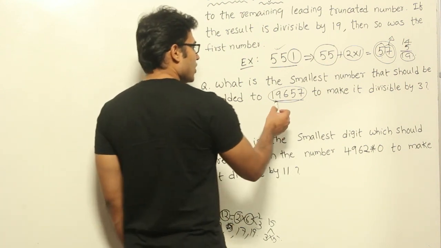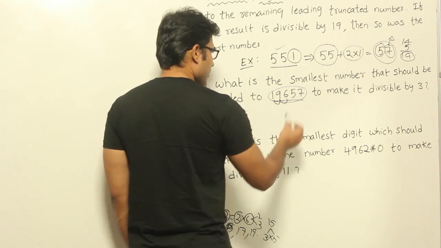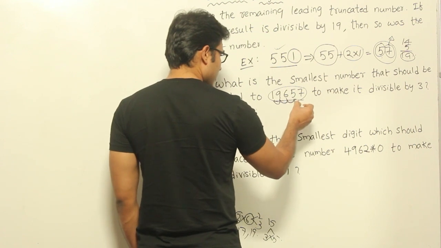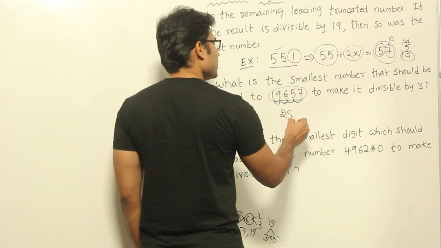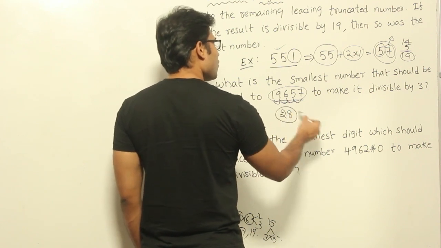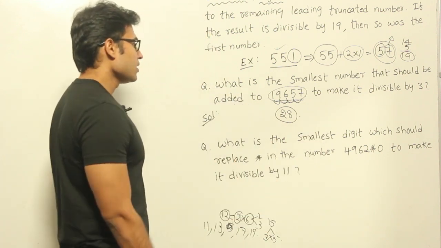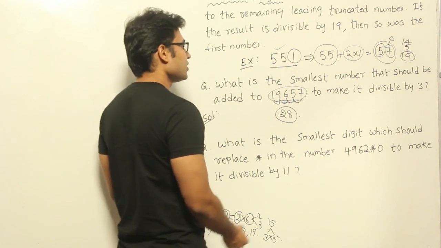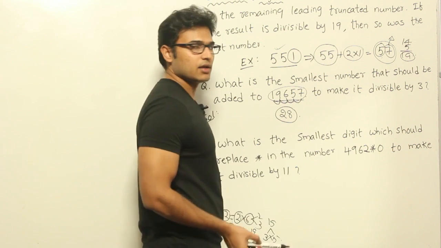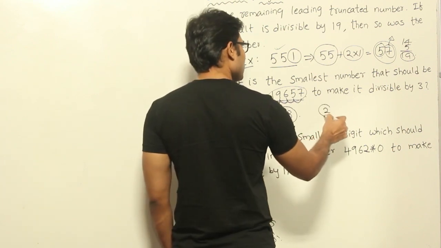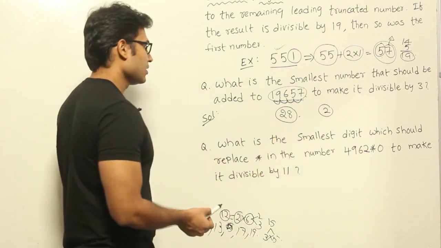So in that way you have to add all the digits, right? So 1 plus 9 is 10, 10 plus 6 is 16, 16 plus 5 is 21, 21 plus 7 is 28. Now 28 is not divisible by 3. Therefore what should you add so that this sum becomes divisible by 3? What is the smallest number? If I add 1, it will become 29, no. If I add 2, yes, right? Therefore 2 is the answer. If I add 2, the sum becomes 30, and therefore this number will be divisible by 3.